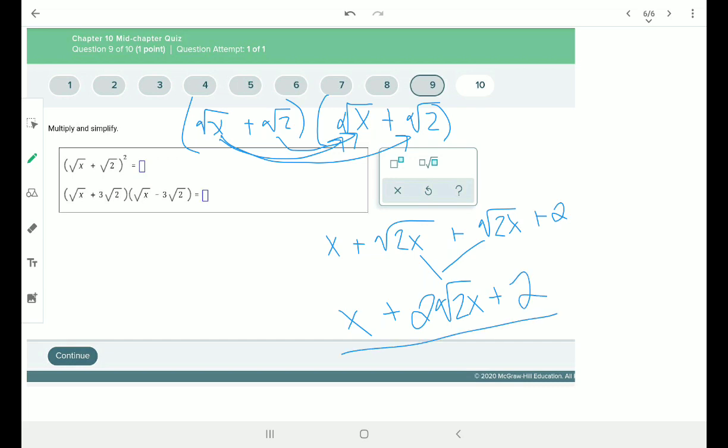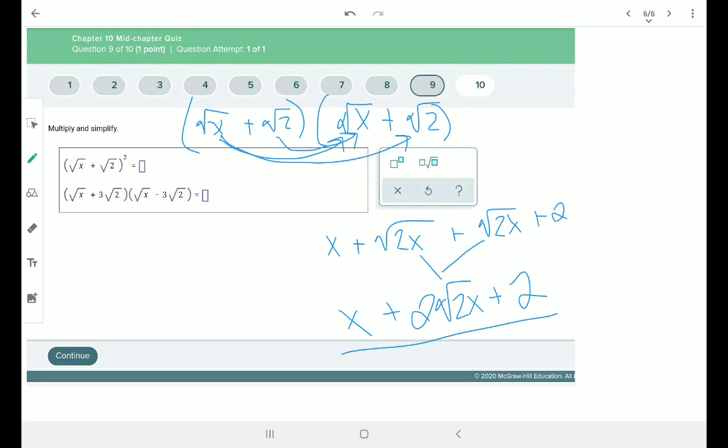We can't just do square root of x plus square root of 2. That's not just going to be x plus 2, okay? There's an additional middle term here. With the second one, these ones are going to be conjugates of each other, which means it's a difference of squares, which means that middle term is going to cancel out.